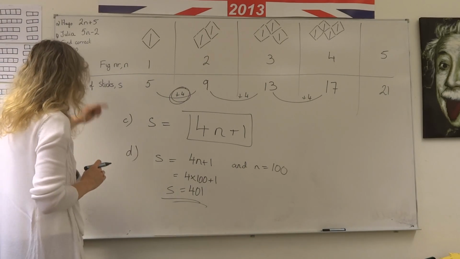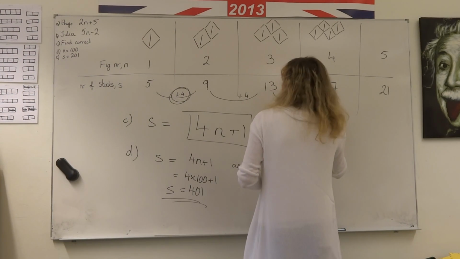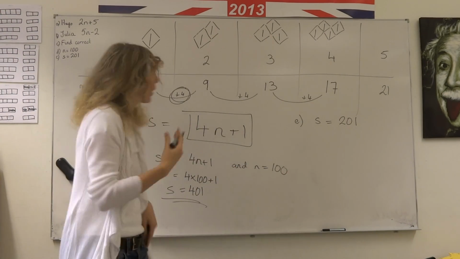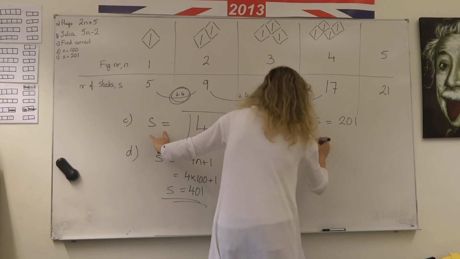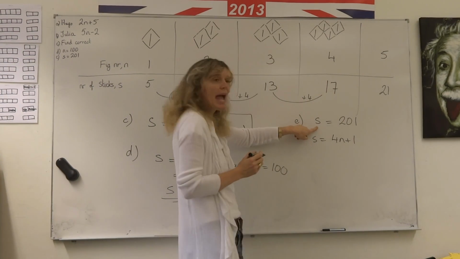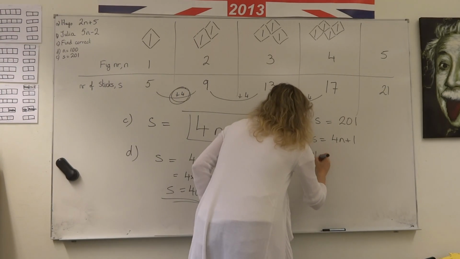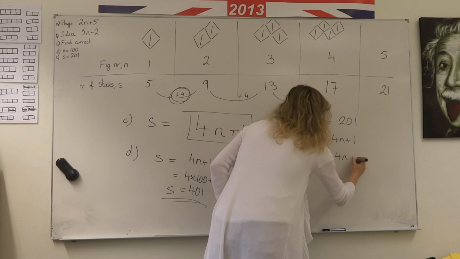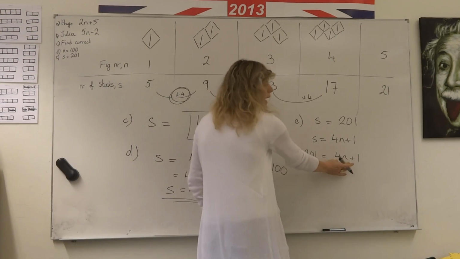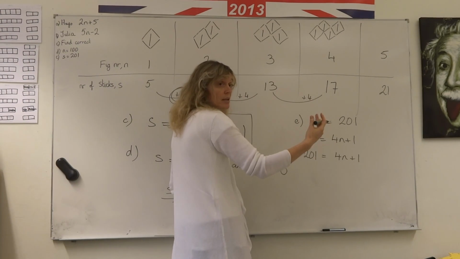What about if it asked me to go backwards then? It's now telling me in part E that the number of sticks is 201. Well, I use my formula, that s equals 4n plus 1, and now I replace s with its real value, which is 201. So 201 equals 4n plus 1. What do I do to solve this? The first thing I want to do is I want n by itself. So my first step would always be subtracting.